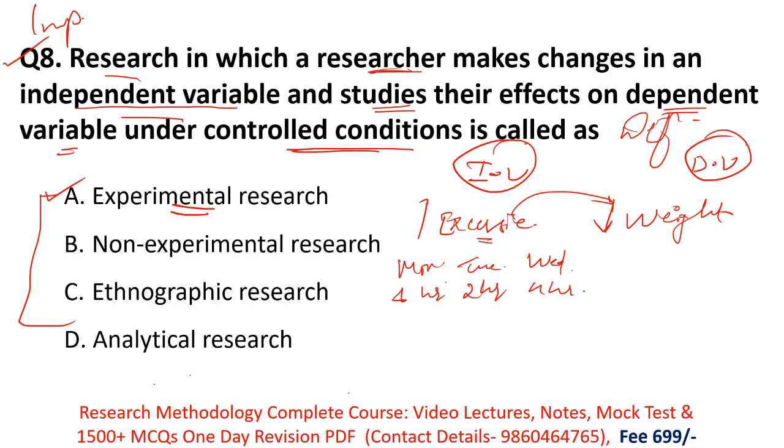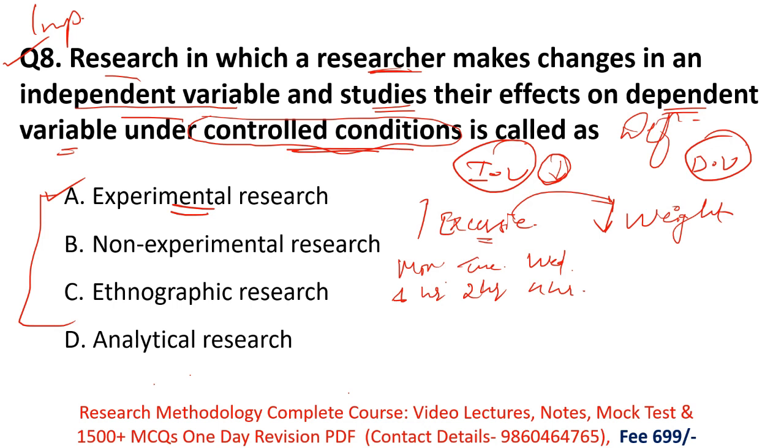Okay, so one term here is under control condition. Okay, meaning what? While doing exercise, so many extraneous variables, so many extra terms come into my study. So what happens is, the researcher always controls the extraneous variables which affect my study. That is known as control condition. Okay, so here this is the definition of experimental research.